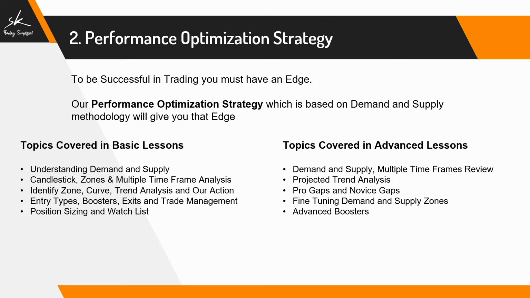And since we are now getting into the advanced lessons, we also cover some advanced boosters. In the basic lessons, we covered the basic boosters, which are basically the quality boosters. In advanced boosters, we will be doing the probability boosters. Now that we have covered the quality and the probability boosters, how to score the zone in a more efficient manner by understanding its quality and probability, that is what we do in the booster scoring methodology.